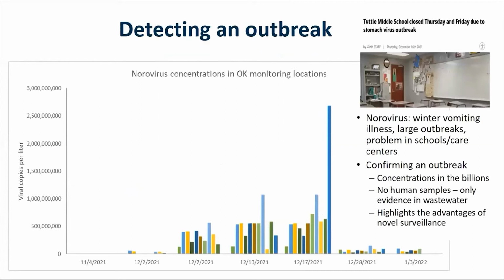They closed on a Thursday and Friday because of a stomach virus outbreak, and she gave me a call and said, "Hey, do you know anybody in Tuttle? Could we go out and get a sample?" And we quickly got on the horn, got out there, and were able to sample.